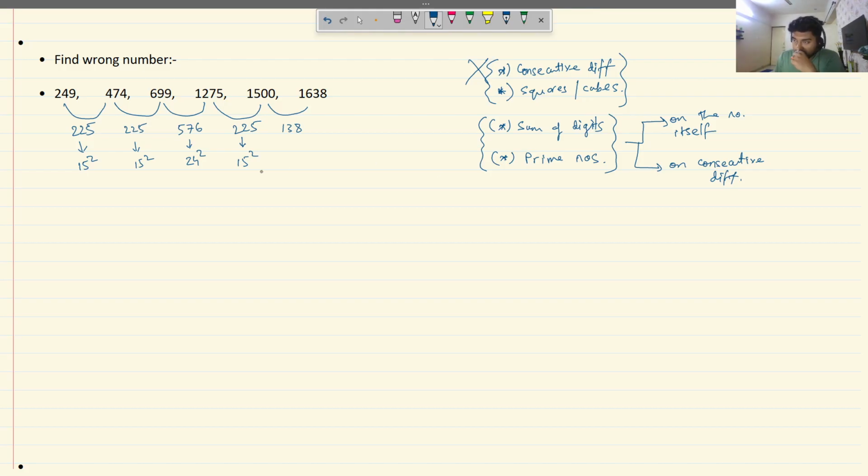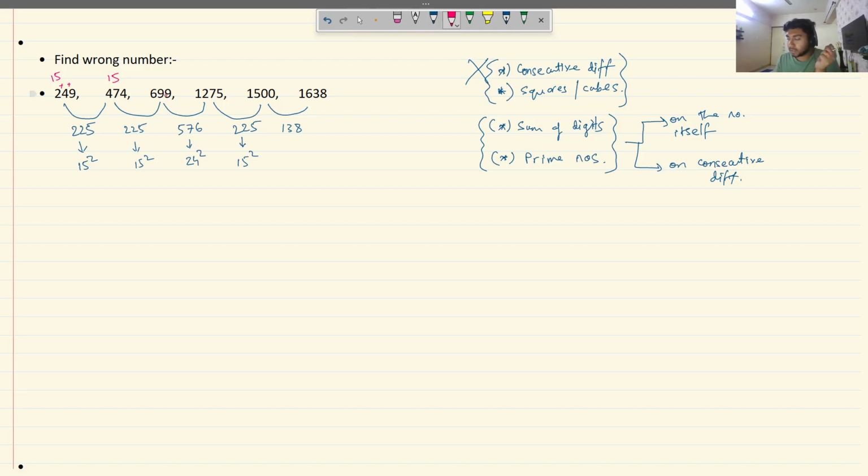Let's see where this 15 is coming from. If I see sum of digits, let me check. 2 plus 4 plus 9, 9 plus 2 is 11, plus 4 is 15. So the sum of digits of 249 is 15, so 15 square. Okay, 474: 7 plus 4 is 11, 11 plus 4 is again 15. The sum of digits of 474 is again 15, that's why 15 square.